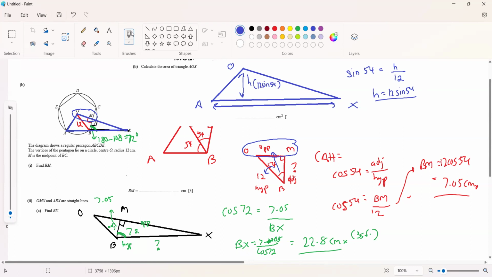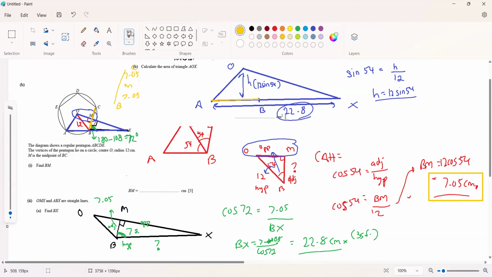Now, as for the base, we calculated BX specifically. This is B to X. BX specifically was 22.8 to 3 significant figures. So this one is done already. Now, to do the second part, which is from A to B, if you are sharp enough, you can notice that B to M was a value we calculated, which is 7.05. This is what we calculated earlier. Now, this is half of B to C. In other words, from M to C, it is also 7.05. So this whole thing here, from B to M to C, is 7.05 plus 7.05.